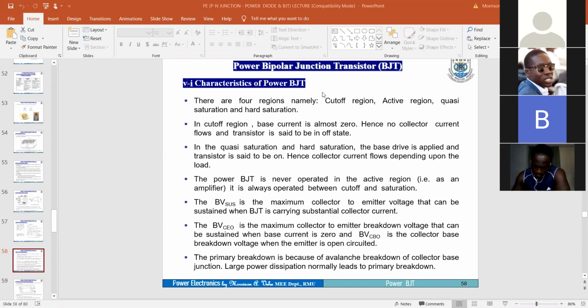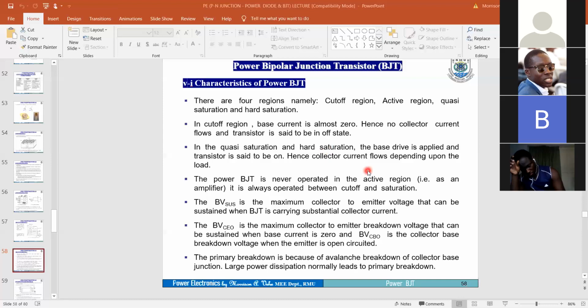So that's the concept of the cutoff, okay? Now, in the quasi-saturation region and the hard saturation region, the base drive is applied and the transistor is said to be on. Hence, collector current flows depending upon the load, okay? All right.